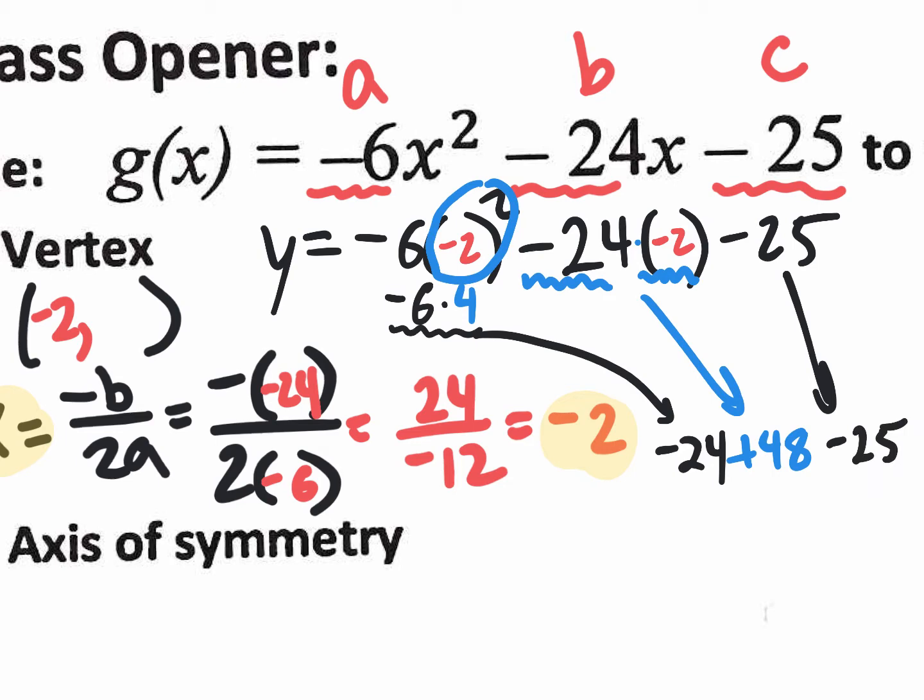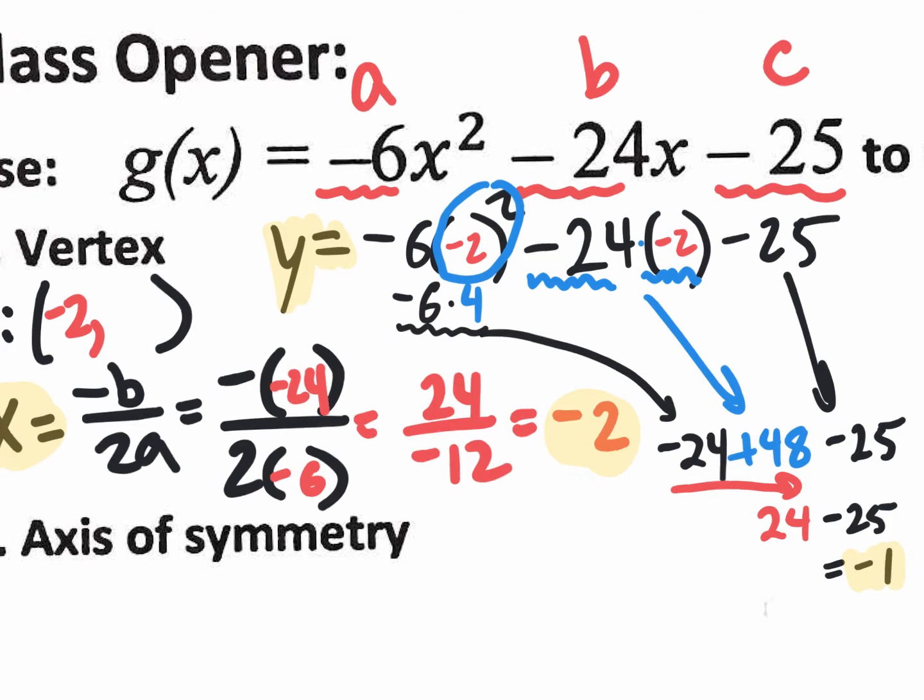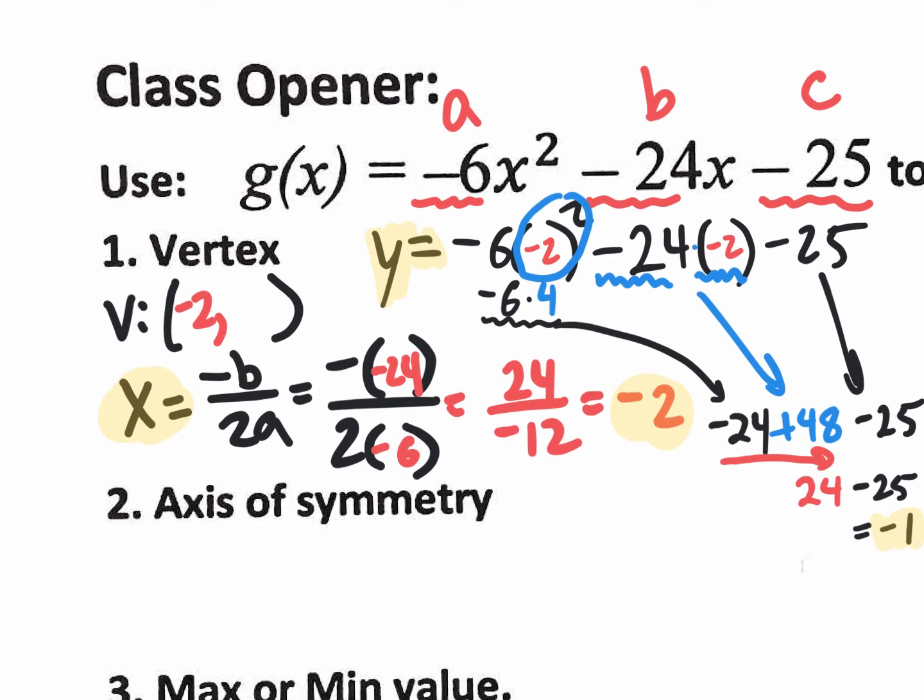So now I just have a bunch of addition and subtraction. I'm going to go from left to right. Negative 24 plus 48, that'll give me a positive 24. And 24 minus 25, that will give me the answer negative 1. Now, what did I just find? I just found the y value. y equals negative 1. And of course, we are talking about the y value of our vertex, which is negative 1.